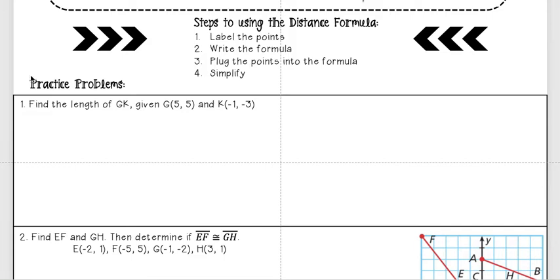Okay, so let's get into some practice problems. This first one says to find the length of GK given that G is (5, 5) and K is at (-1, -3). So looking at my steps here, my first step is to label the points.